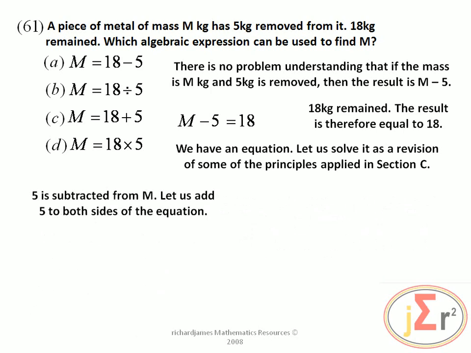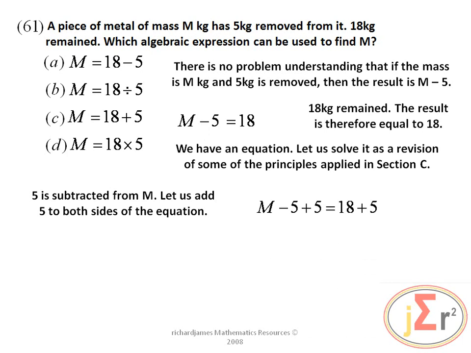5 is subtracted from m, so let us add 5 to both sides of the equation. Because we are subtracting 5 here, we need to eliminate the 5. We are going to do what? Apply the opposite of subtraction, which is addition, to this side. Because we are dealing with an equation, what we do to one side, we have to do to the other. So we need to add 5 to both sides.